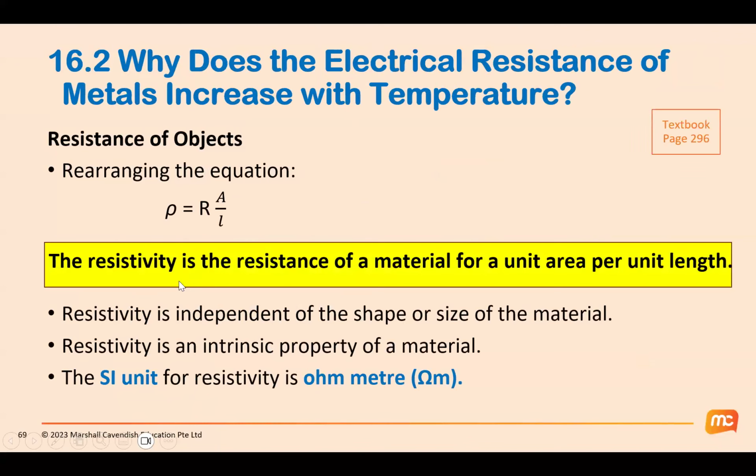Okay, so resistivity is the resistance of a material for a unit area per unit length. The unit for resistivity is ohm meter. This rho is in ohm meter. How much resistance per meter?